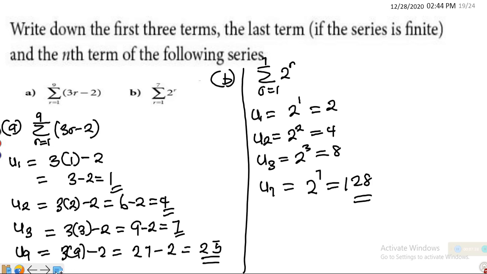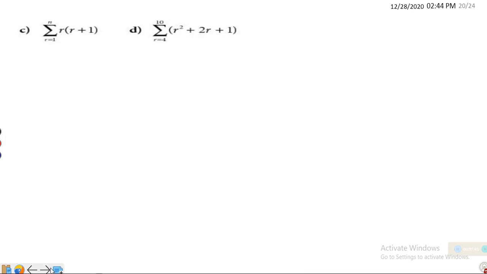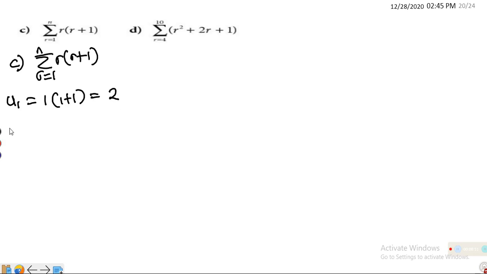Okay, so this is how, given the formula for the series, you can find any given term of the series. Let's consider C. The formula for C is sigma r equals 1 to n of r into r plus 1. So the first term, u1, will be 1 into 1 plus 1, which is 2. The second term will be 2 into 2 plus 1, which is 2 times 3, which is 6.